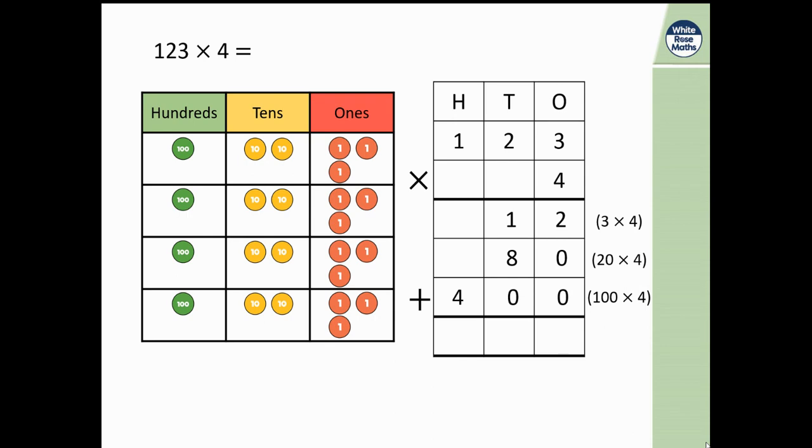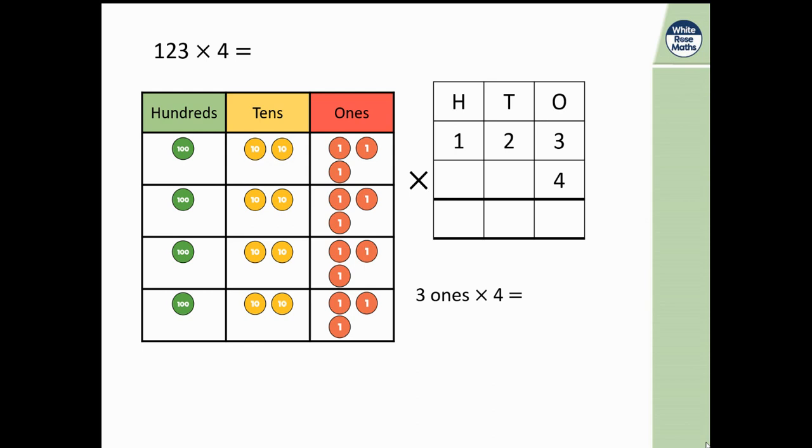And then after that, I will add the total up. So I'm going to exchange that. So my 10 ones will give me 1 ten. So now I've got 2 ones left in my place value, you can see, and then that would give me 9 tens and 4 hundreds. So I've got a total of 492.